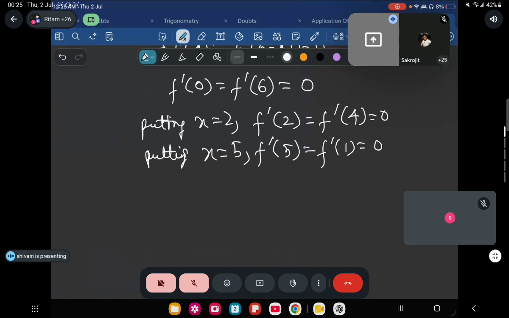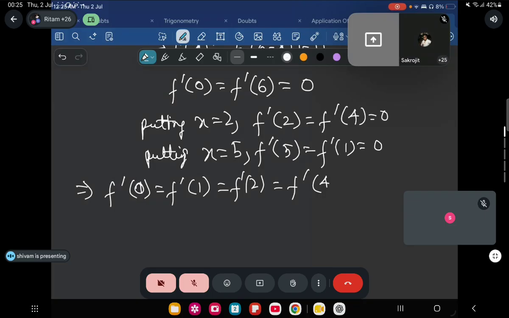So what have we got, everyone? We have got f dash at 0 is equal to f dash at 1 is equal to f dash at 2 is equal to f dash at 4 is equal to f dash at 5 is equal to 0. f dash at 6 is also there, this is also equal to 0. So f dash x has how many roots? Six roots.